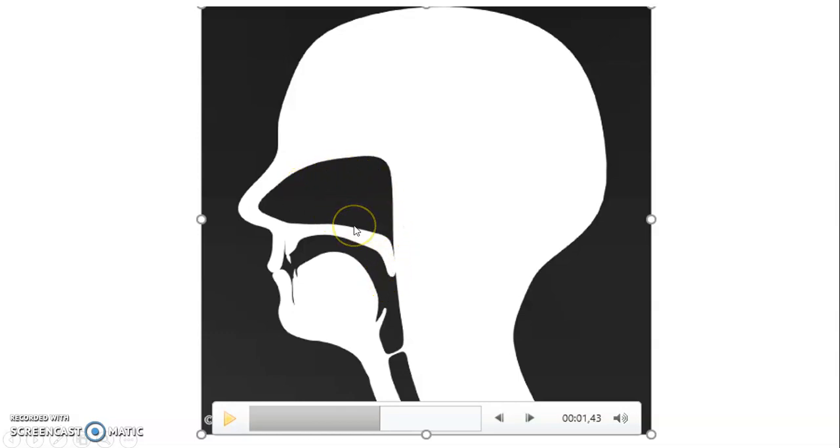So we say, for example, that p is bilabial because the two lips are the primary articulators, and it's oral because the air resonates in the oral cavity or in the mouth.